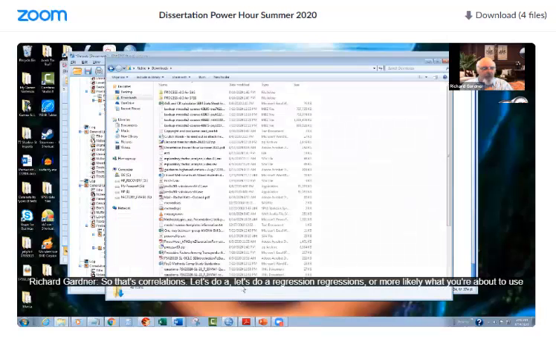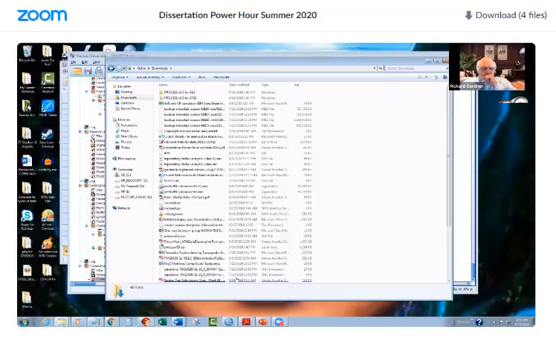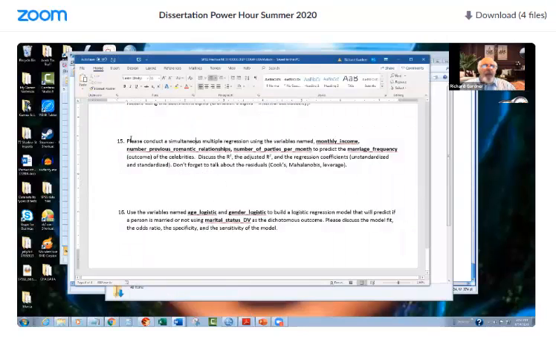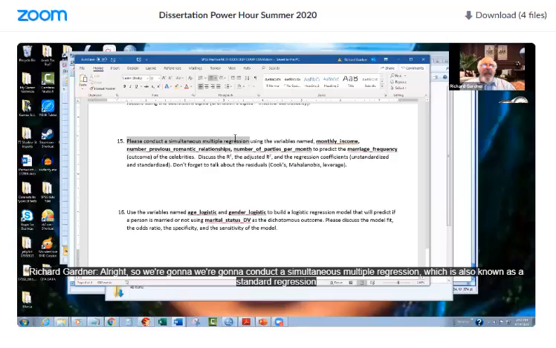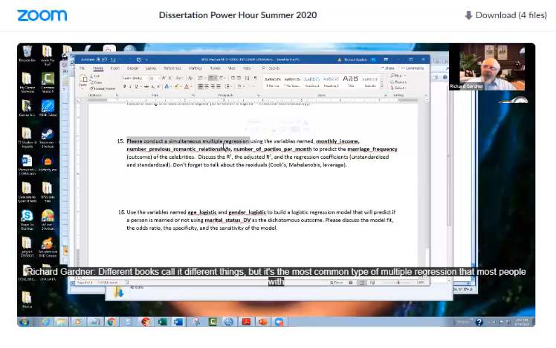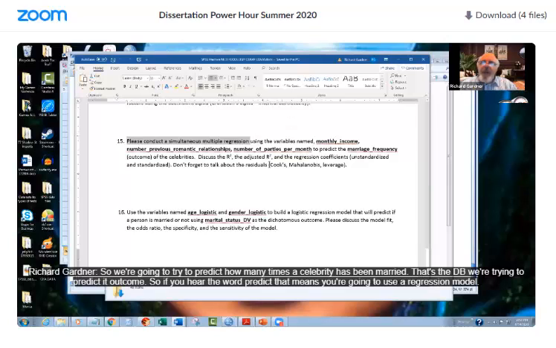Regressions are more likely what you're about to use. All right. So we're gonna conduct a simultaneous multiple regression, which is also known as a standard regression. Different books call it different things, but it's the most common type of multiple regression that most people run. So we're going to try to predict how many times a celebrity has been married. That's the DV. We're trying to predict an outcome. So if you hear the word predict, that means you're going to use a regression model.